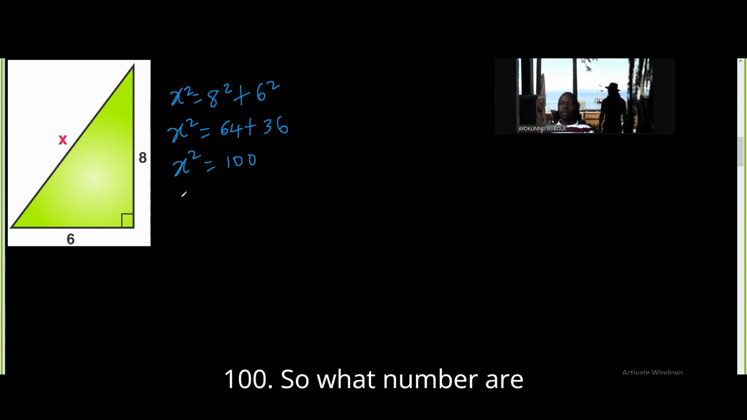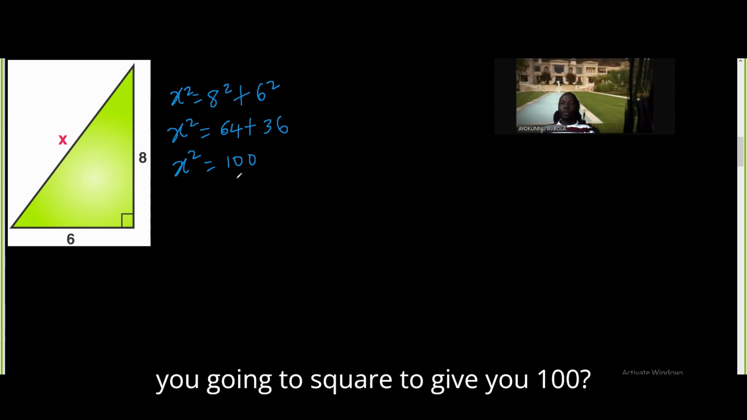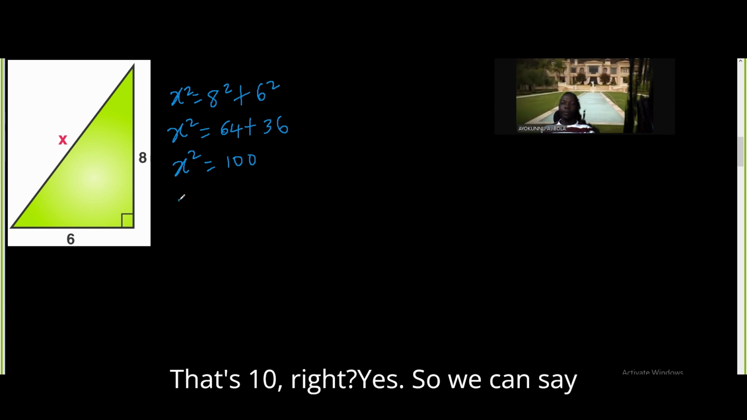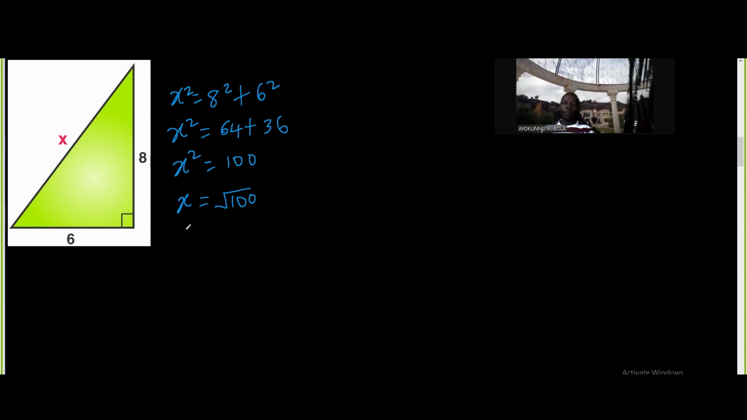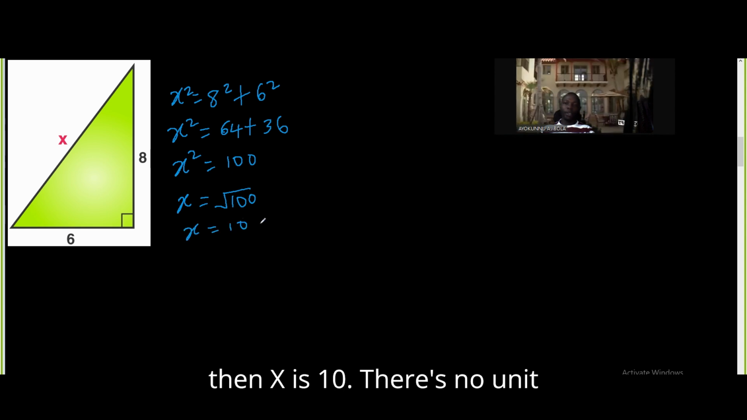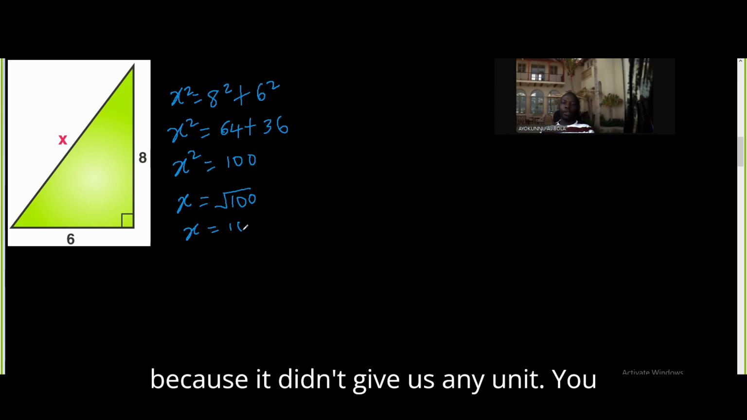100. So what number are you going to square to give you 100? That's 10, right? So we can say x equals the square root of 100. Then x is 10. There's no unit because it didn't give us any unit.